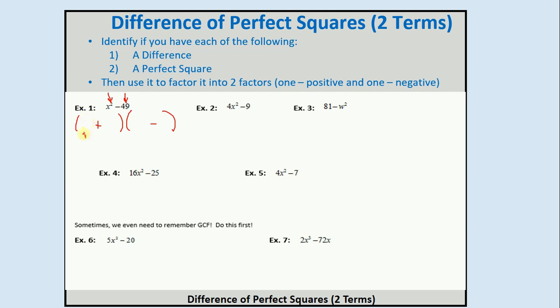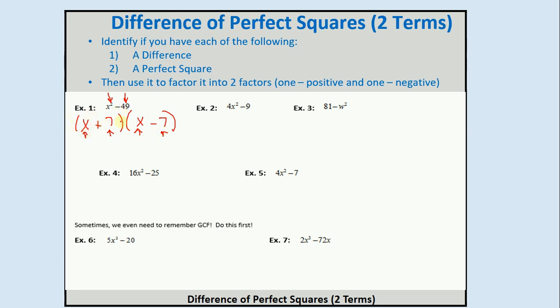Basically, this is going to be the same as here. This is going to be the same as here. So something times something has to give me x squared. Well, that would be an x and an x, right? Something times something has to give me 49. Well, that would be 7 and 7.